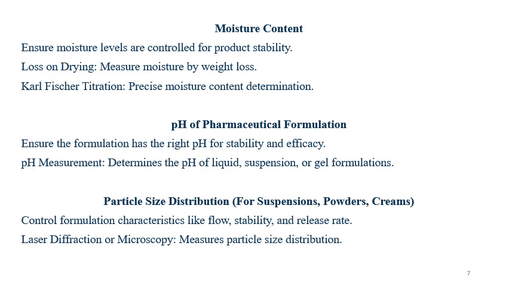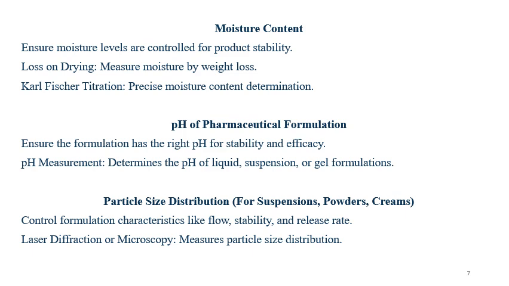Moisture content, that is water content and LOD, ensures the levels are controlled for product stability. More water content may lead to hydrolysis, a change in the description, and may also lead to the generation of impurities. Loss on drying is measured by weight loss, and water by KF is measured by Karl Fischer titration to provide precise moisture content determination.